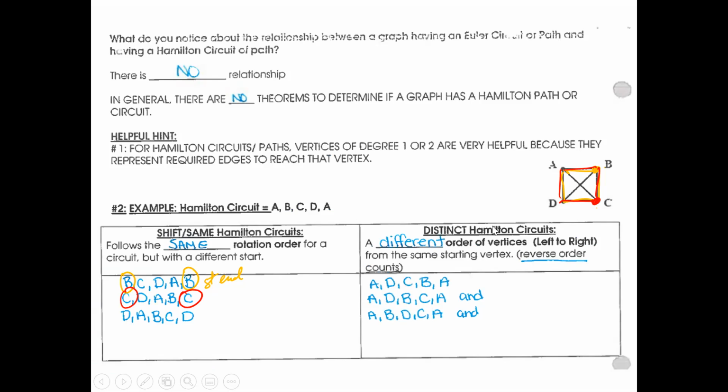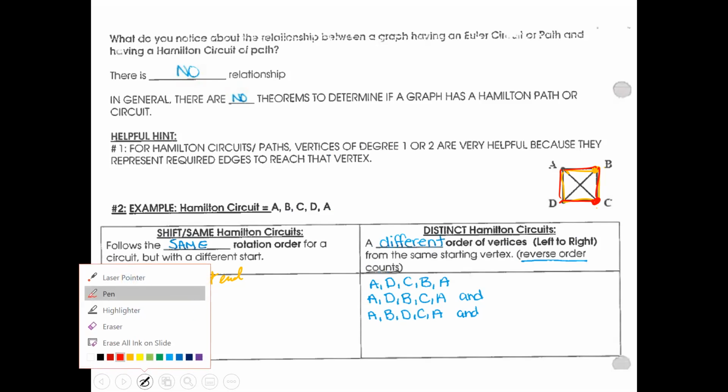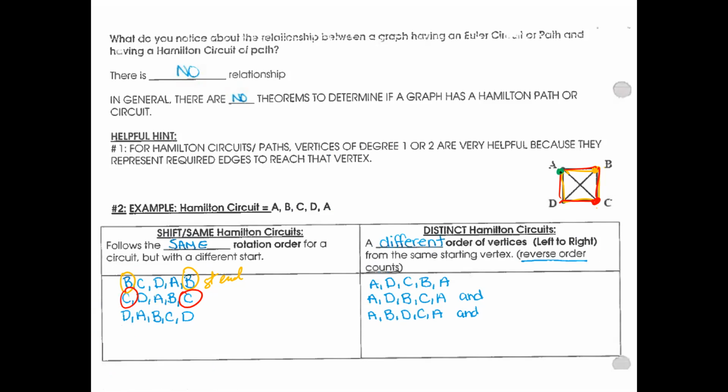Now, if you have a different order of vertices from left to right from the same starting vertex, you reverse the order. So A, D, C, B, A. Here we're starting off with A, D, and again, you're going the opposite direction, counterclockwise, C, B, A. And here's another set of different options of how to go about finding it.